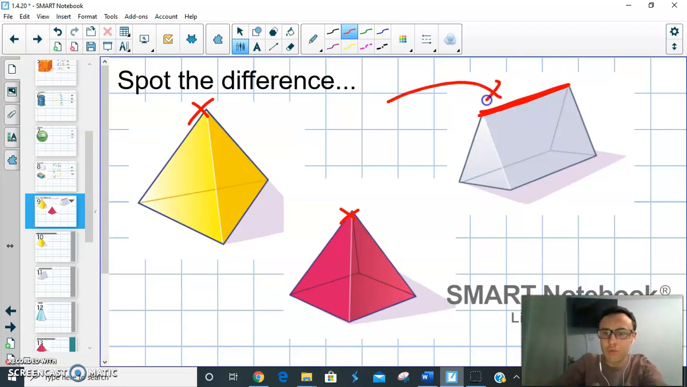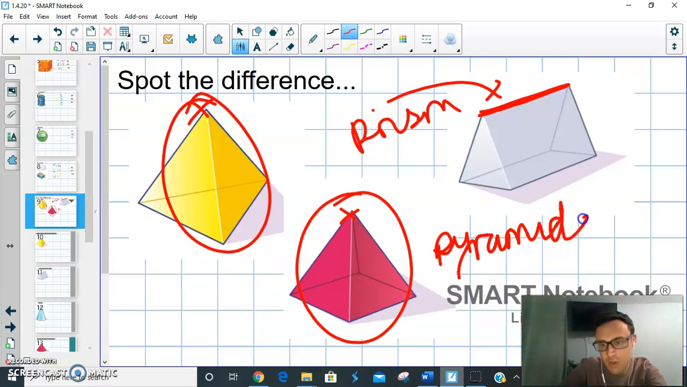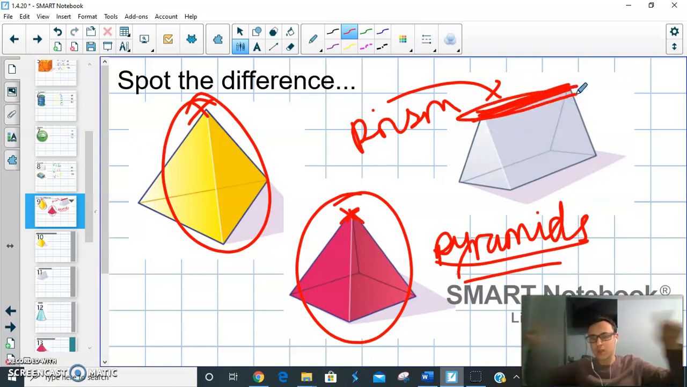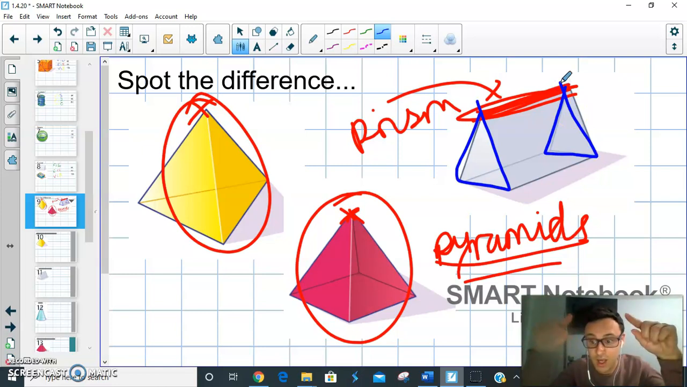Well, the long roof is a prism, and these two, like in Egypt, are pyramids. Okay, so if it's got a pointy roof, it's a pyramid, and if it's got a flat, long one like this, it's a prism. And the properties of a prism, basically, this side here and this side here, the two opposite sides, are identical. So that's triangular, and that triangular there are identical. So that's a triangular prism.